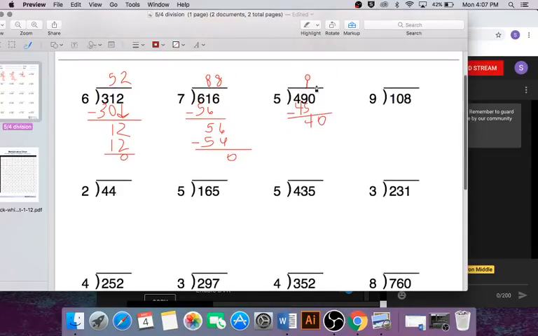So we're going to put 8 up here beside our 9, and 8 times 5 is 40. So we're going to put 40 under here, and subtract. 40 minus 40 is 0. So our answer is 98.